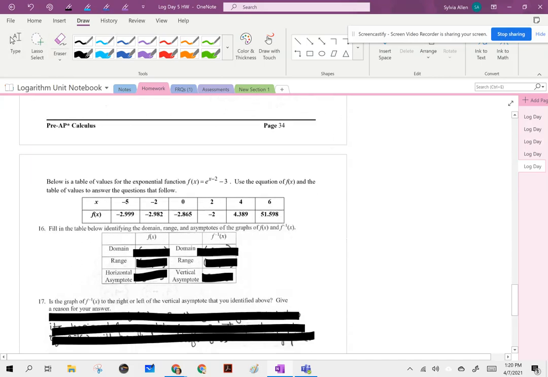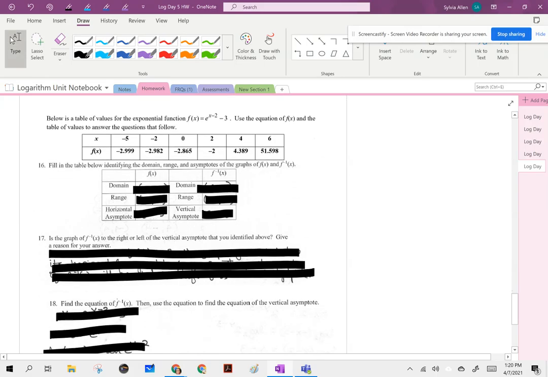All right, now we're going to look at this exponential function and answer the rest of the questions. Fill in the table below, identifying the domain, the range, and the asymptote. So answer those questions. Okay, so remember f of x is an exponential, so the domain is all real numbers. So the inverse is going to have the range of all real numbers.